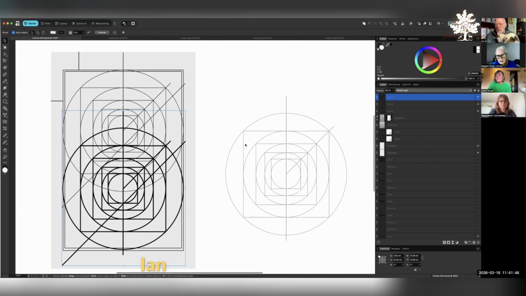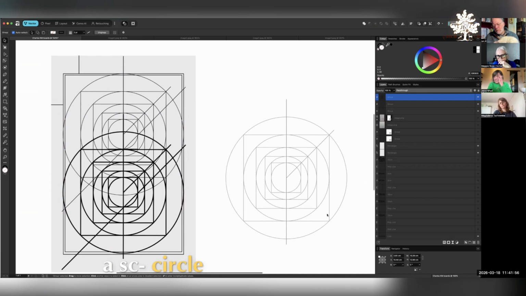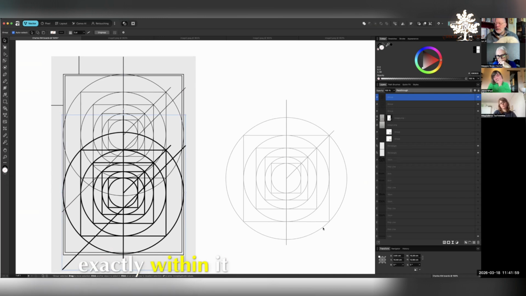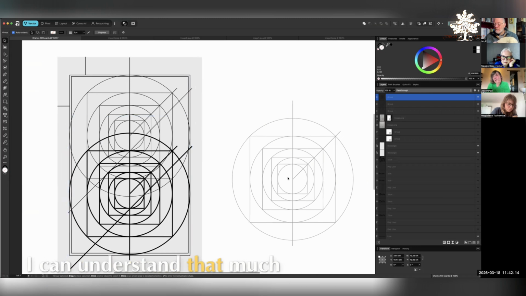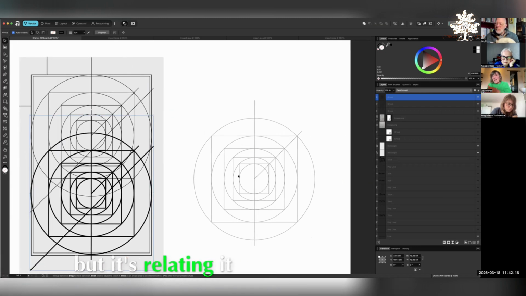If you have a circle like this, because everything's arranged geometrically, you start with a circle and the square fits exactly within it. So the point where the square meets the circle is exactly at the quarter line, so 45 degrees. I can understand that much. I can understand how that works, but it's relating it to your subject that worries me.